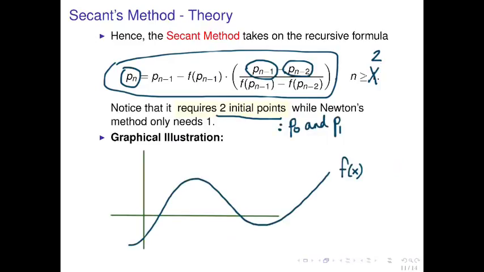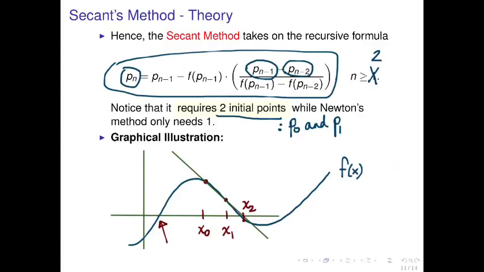A graphical illustration for the secant method goes like the following. Suppose for the function f of x, that is the desired root that we're interested in, we're going to start with the initial estimate of x sub 0, as well as another estimate of x1. We then draw a secant line between the points x sub 0, comma f of x sub 0, and x sub 1, comma f of x1. The point where that secant line intersects the x-axis becomes our next estimate, x sub 2.